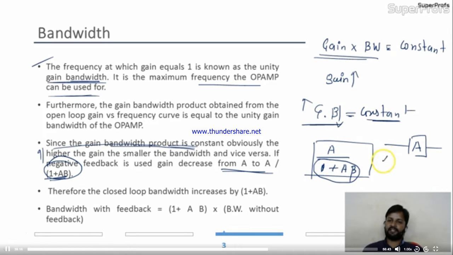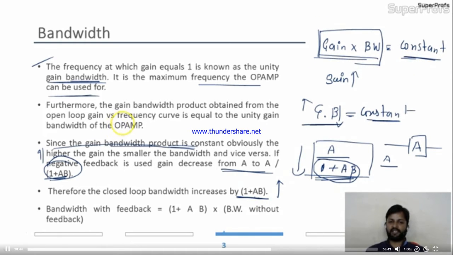Is it okay? Initially it was A, now we are going to reduce it. That's why we are dividing by 1 plus A beta. So therefore the closed loop bandwidth increases by 1 plus A beta. Remember this point. Your gain is going to decrease by 1 plus A beta, your bandwidth will increase by a factor of 1 plus A beta, and the multiplication of both of them will be constant. I hope this point is pretty clear to you.